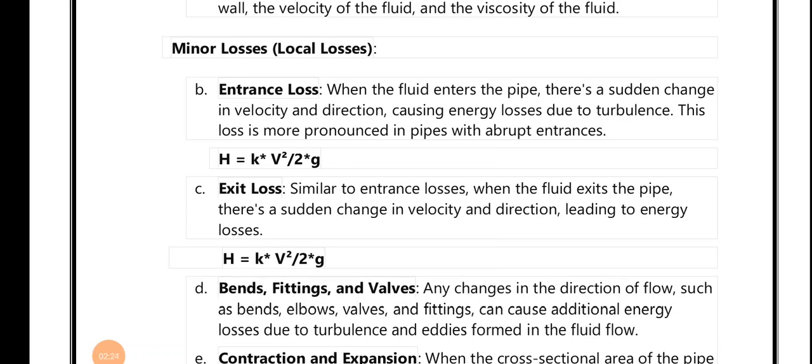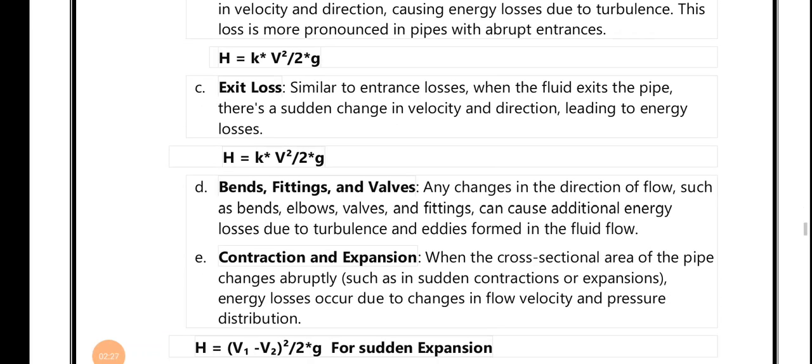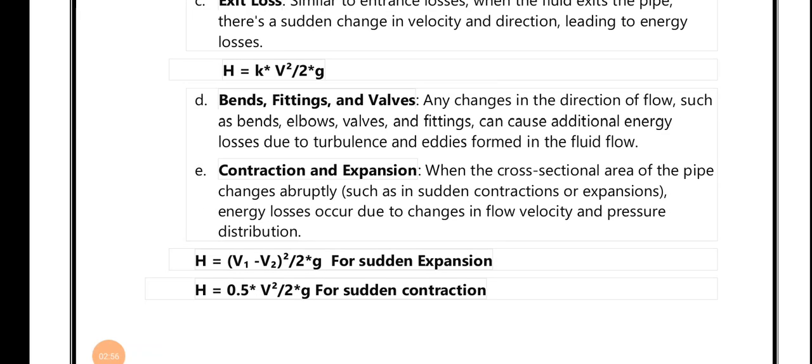Next is exit loss, which is similar to the entrance loss. When the fluid exits the pipe, there is a sudden change in the velocity and direction, leading to the energy loss. So it can be given as H equals K V squared by 2g. Generally we assume K is equal to 0.5 in exit loss, so it can be given as 0.5 V squared by 2g.